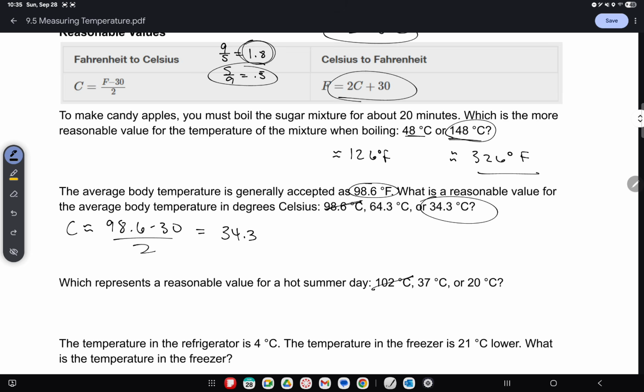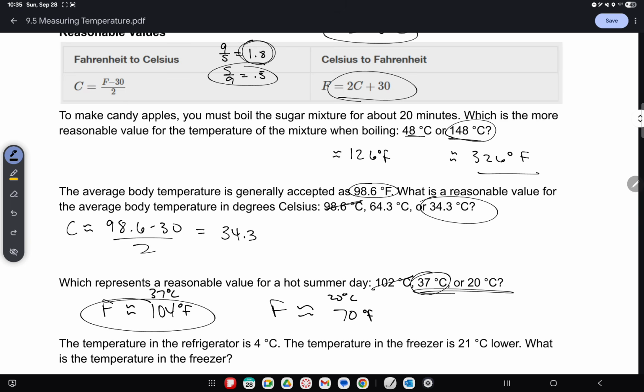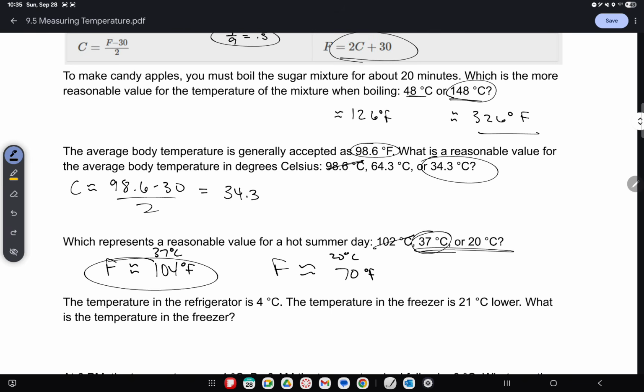So let's do the about for these two. The Fahrenheit would be about, let's see, 37 times 2 plus 30 is 104. And then the Fahrenheit for the 20 degrees Celsius, 20 times 2 plus 30 is 70 degrees Fahrenheit. So which one's reasonable for a hot summer day? I would say the 37 degrees Celsius. Some might argue that 70 is hot, but reasonable would be 100 degrees Fahrenheit.